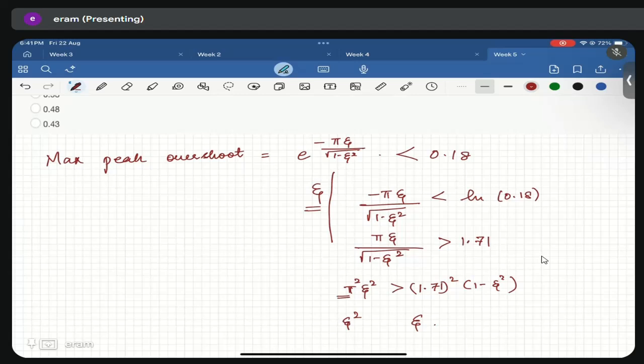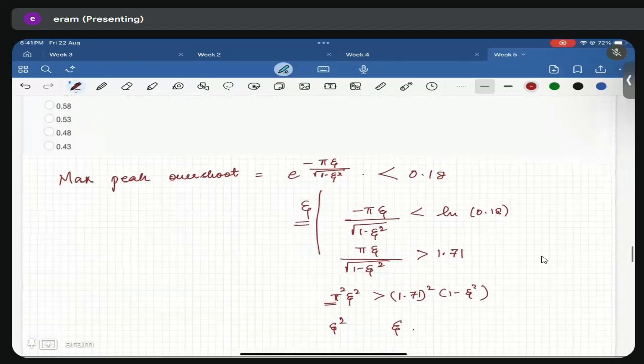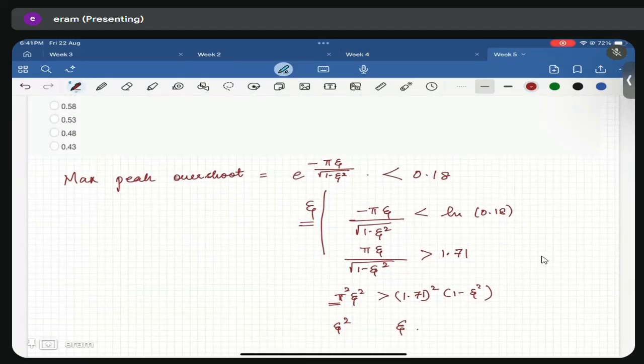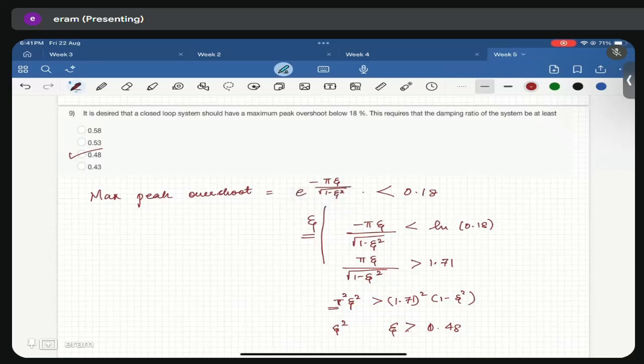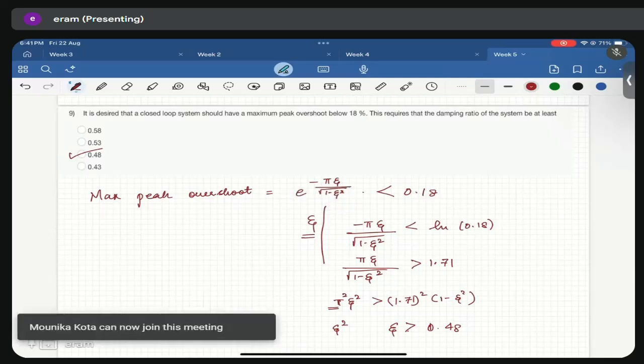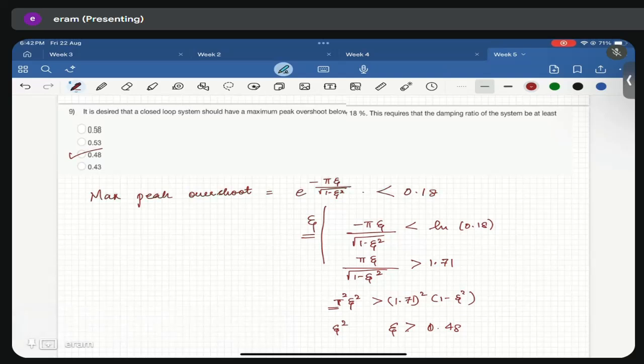Anyone calculated? Mm, 0.48. And zeta should be less than or greater than? Greater than 0.48. That's the correct answer. So zeta should be at least 0.48.